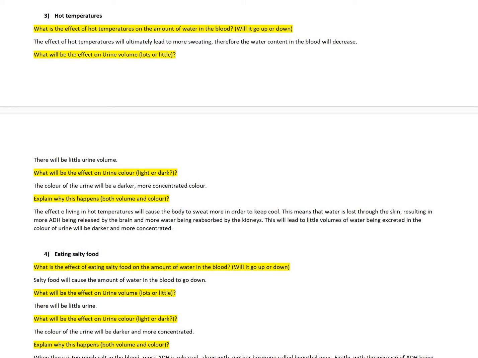And why is that going to happen? Well, very similar to what happened with exercising. The hot temperature means more sweat. The more sweat means more water loss. That means more ADH is going to be released, which will mean more water reabsorption at the kidney, specifically in the collecting duct. This will result in a lower water volume being produced, and it will be more concentrated in terms of urea and darker as a result of that.